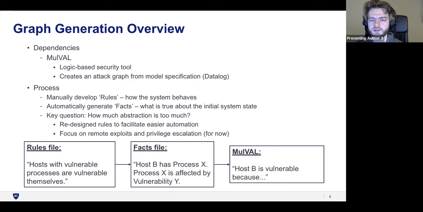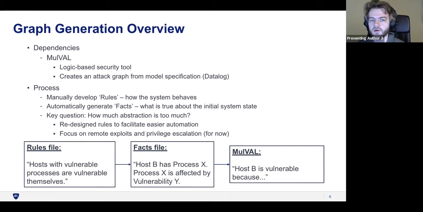Next, we automatically generate facts, which again, the rules get applied to facts to create new facts. So you can think of these things as statements about what is true about the system, right? What is the initial state, and then what new states can we get to?